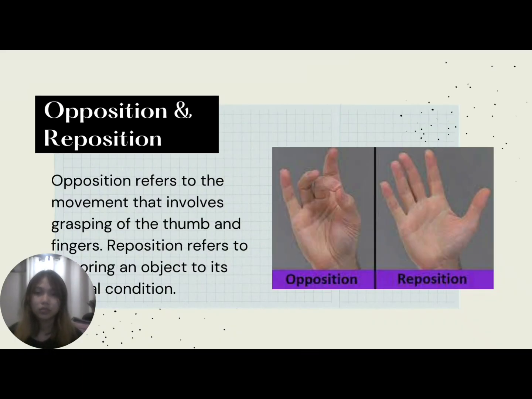So lastly, opposition and reposition. Opposition refers to the movement that involves grasping of the thumb and fingers, while reposition refers to restoring an object to its normal condition, like this given example picture.